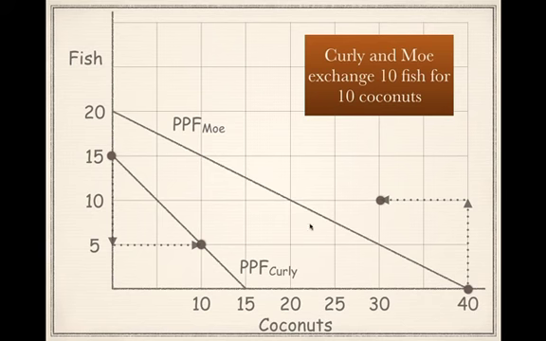Mo would find it acceptable because he is outside of his PPF. He is consuming more than he could have if he had been self-sufficient, so he would have found this acceptable. And remember, when we talk about individuals trading, it's because both parties benefit. There's no benefit to Curly by engaging in specialization and trade and then trading 10 fish for 10 coconuts because he just ends back up on his original PPF.